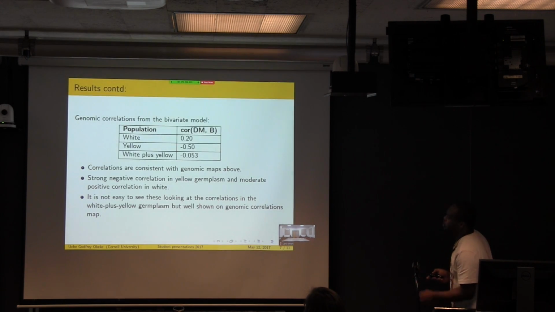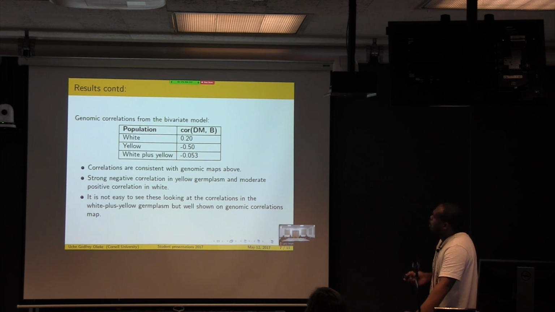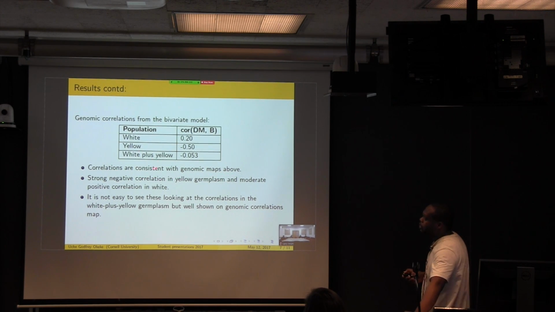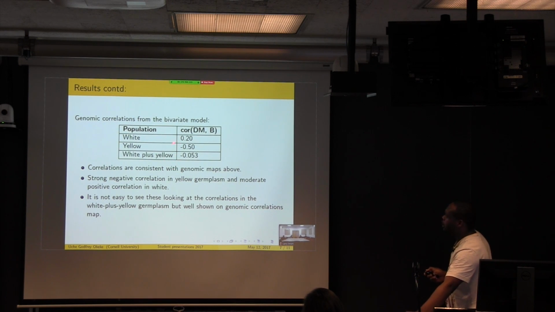So what does this show? Before we go to discussion, I want to show this genetic correlation from the bivariate model itself, not the mapping. In white, we observe a positive correlation. In yellow, we observe a strong negative correlation. And when you have both, we have a weak negative correlation. So the correlations tend to be consistent between these and the maps. And we observe a very strong negative correlation for the yellow.